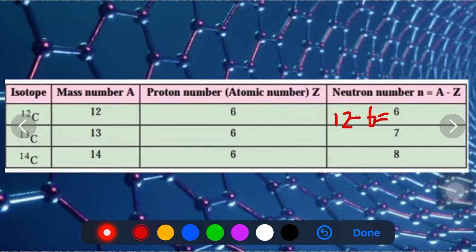13C, that is mass number is 13, proton number is 6 again. Same element, same atomic number but different mass number is called isotopes. So basically, by substituting the values in the formula A minus Z, we can find out the neutron number.